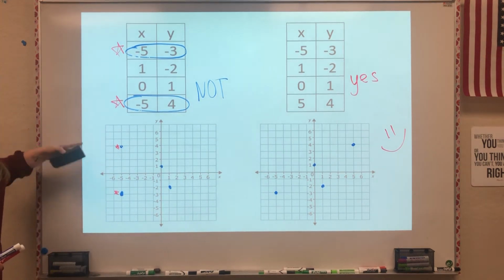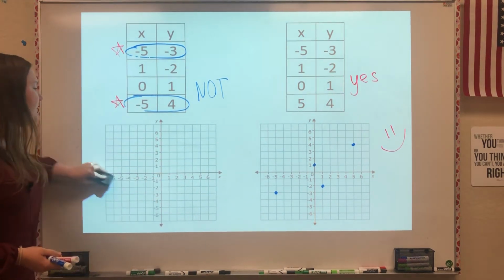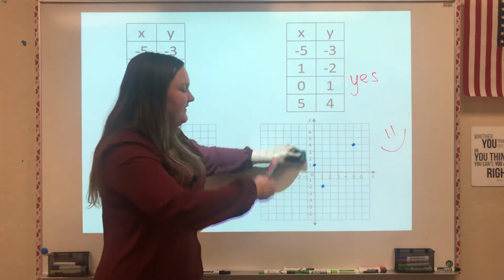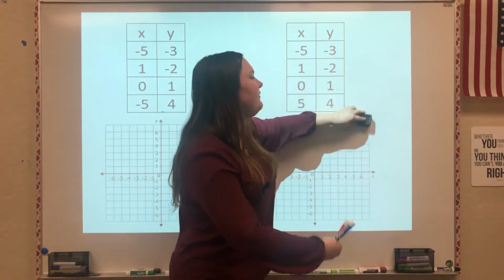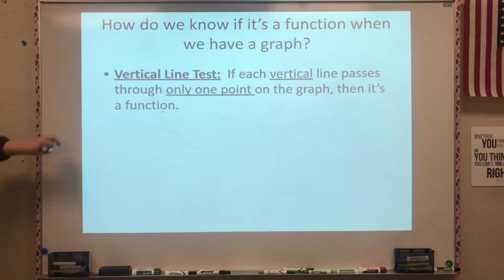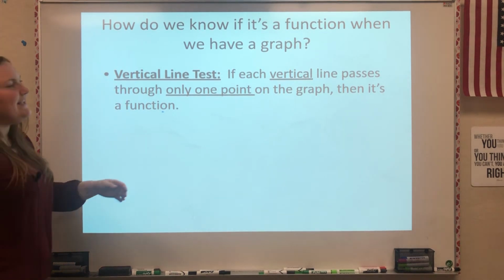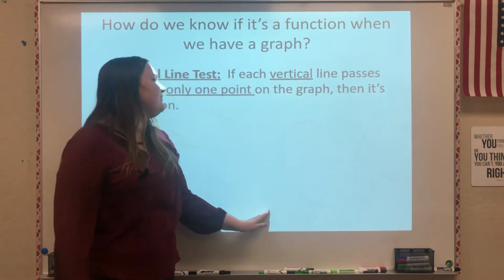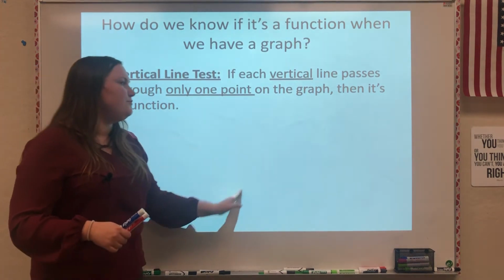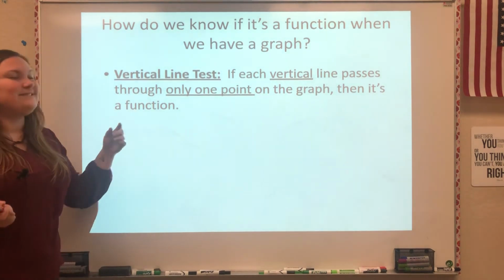If you are given a graph like these, so a graph with points or a graph of a line, you are looking to see, just like this one here, if there are points on top of each other, if there are points on that same vertical line. If you are given a graph, we use something called the vertical line test. What the vertical line test tells you is if you can draw a vertical line that only passes through one point on the graph. If every vertical line you draw only passes through the line once or only passes through one point, that means it's a function.